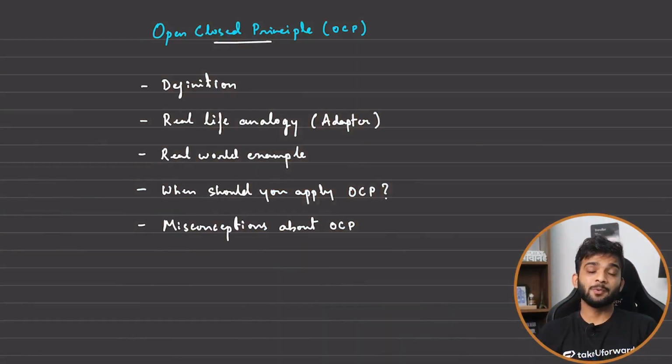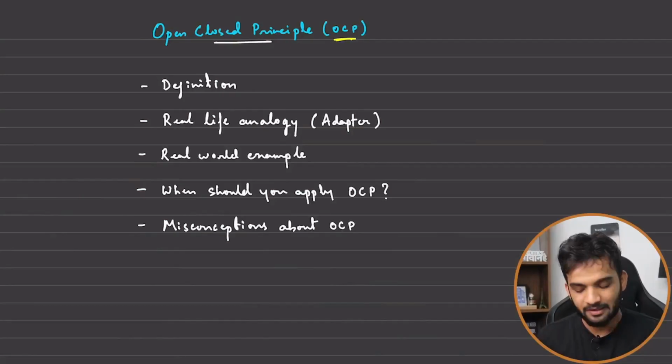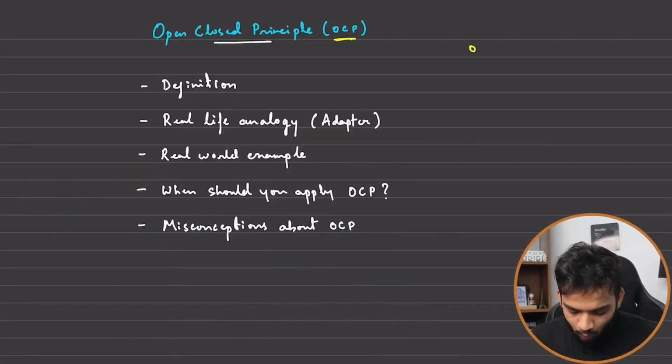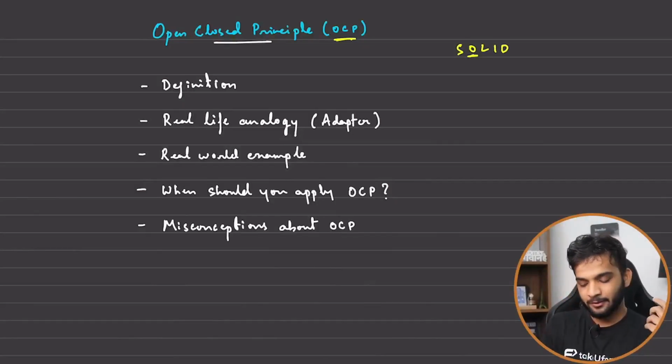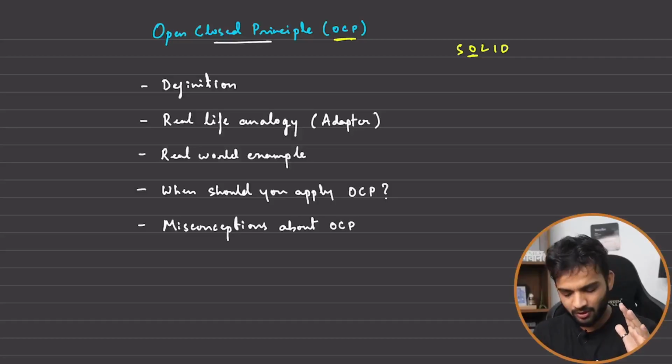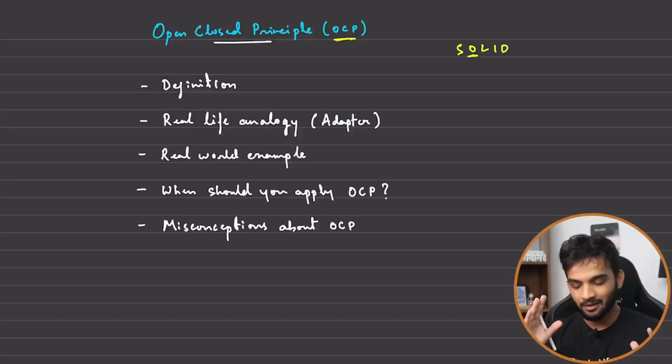So the topic for this particular video will be Open Close Principle or OCP. Now this is the O in SOLID principles. As of now, we'll be studying OCP, and as we move into the playlist, we'll be understanding the three other principles as well. What is the definition of OCP?